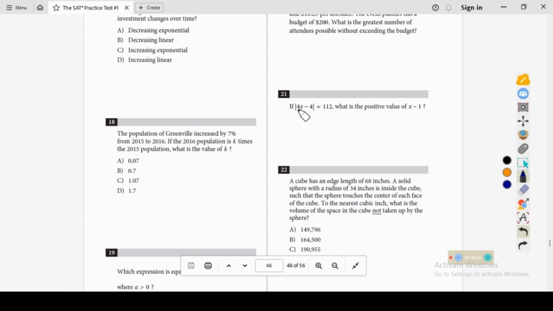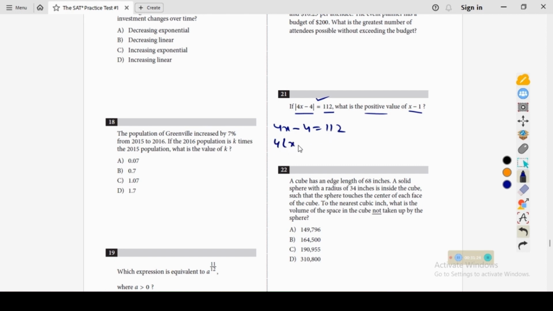In question number 21, if the absolute value of 4x minus 4 equals 112, what is the positive value of x minus 1? To find the positive value, we can write this expression as 4x minus 4 equals 112. By taking 4 in common, it becomes 4 times (x minus 1) equals 112. By dividing by 4 on both sides, it becomes x minus 1 equals 28. So, this is the right answer.